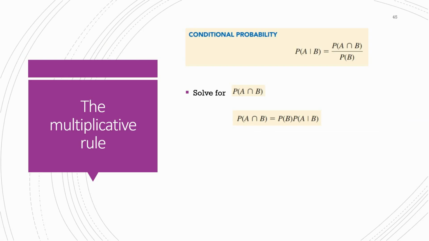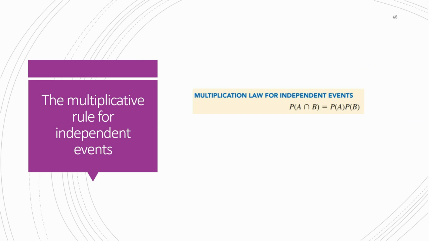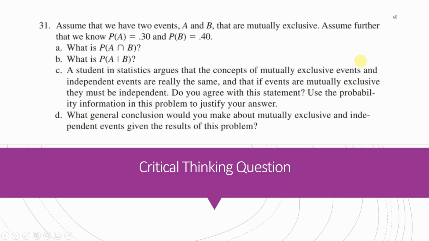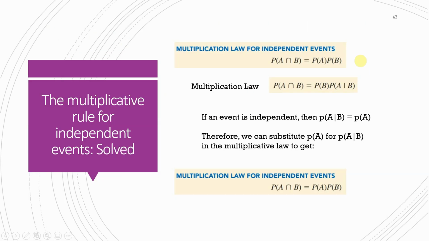So I'm going to throw a curveball at you. The multiplication law for independent events is a little different. It's just the probability of A times the probability of B. Why? Well, let's look at this slide and figure this out. These are the two equations I've given you for the multiplication law. The probability of A and B is equal to the conditional times the marginal probability. That was the first one I gave you. Then I threw the curveball at you and said, here's the multiplication law for independent events.